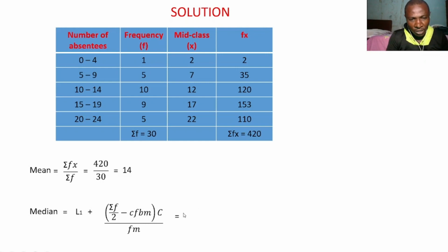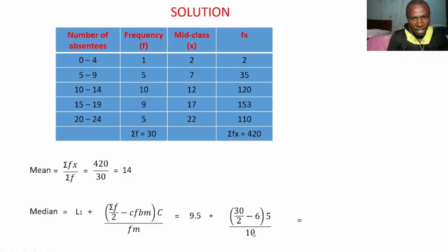Now let's substitute all these values that we have at the back of our mind. Remember, we have calculated our L1 to be 9.5, and if we substitute the other values, we are going to have 30 for summation f, 2 for 2 as it were in the formula, and our cumulative frequency before the median class is 6. Remember, we agreed that is the addition of all the frequencies before the median class, which is this 1 and 5. That gave us 6. Our class width is still 5, and our frequency of the median class is still 10.